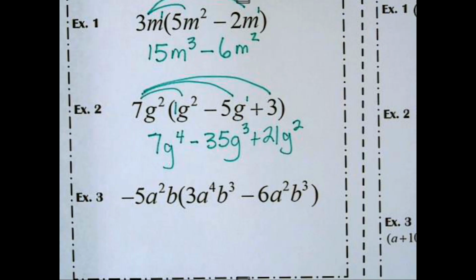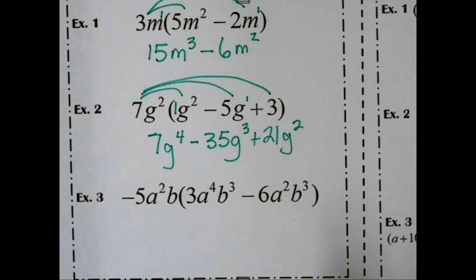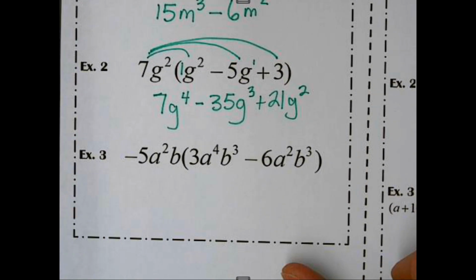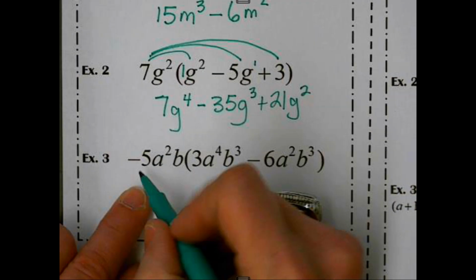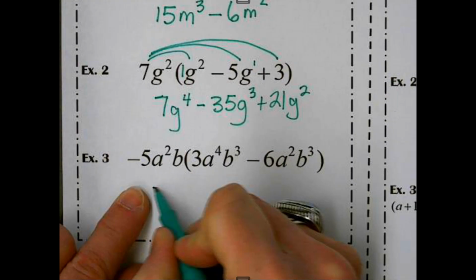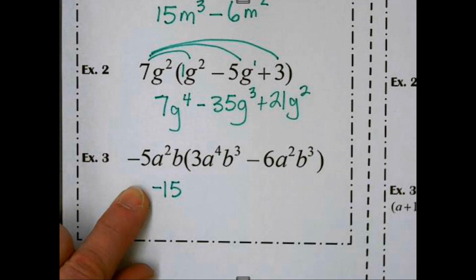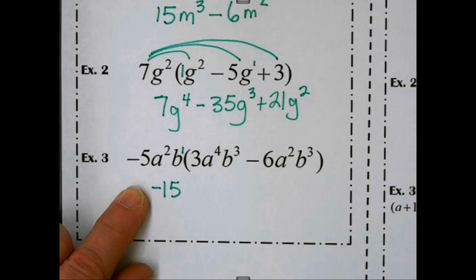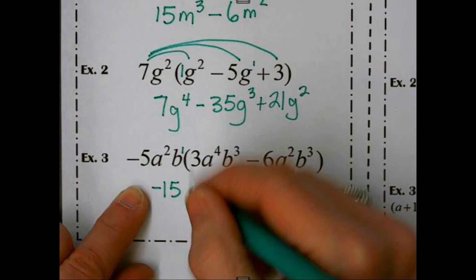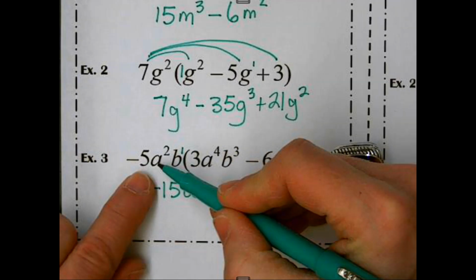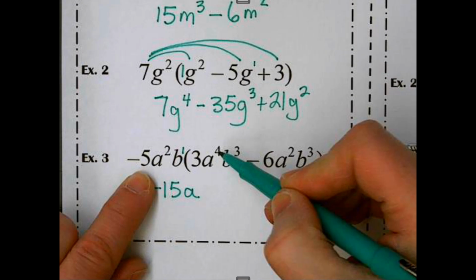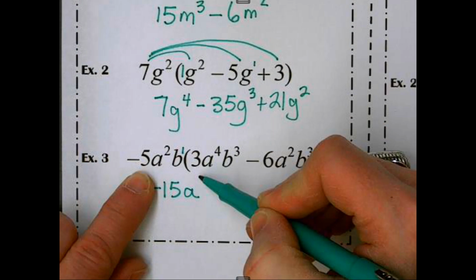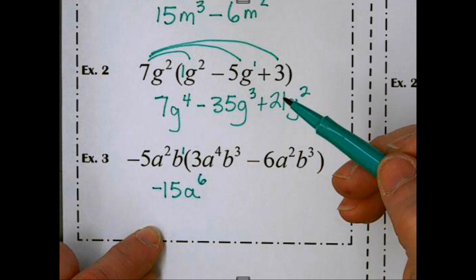Sometimes we can have multiple letters in our expressions. So example 3, negative 5 times 3, negative 15. Another invisible 1 there. I'm going to go ahead and put that in for b to the 1st power. So we look at the base of a. We have squared and we have to the 4th power. 2 plus 4 is 6. B is going to be to the 4th power.